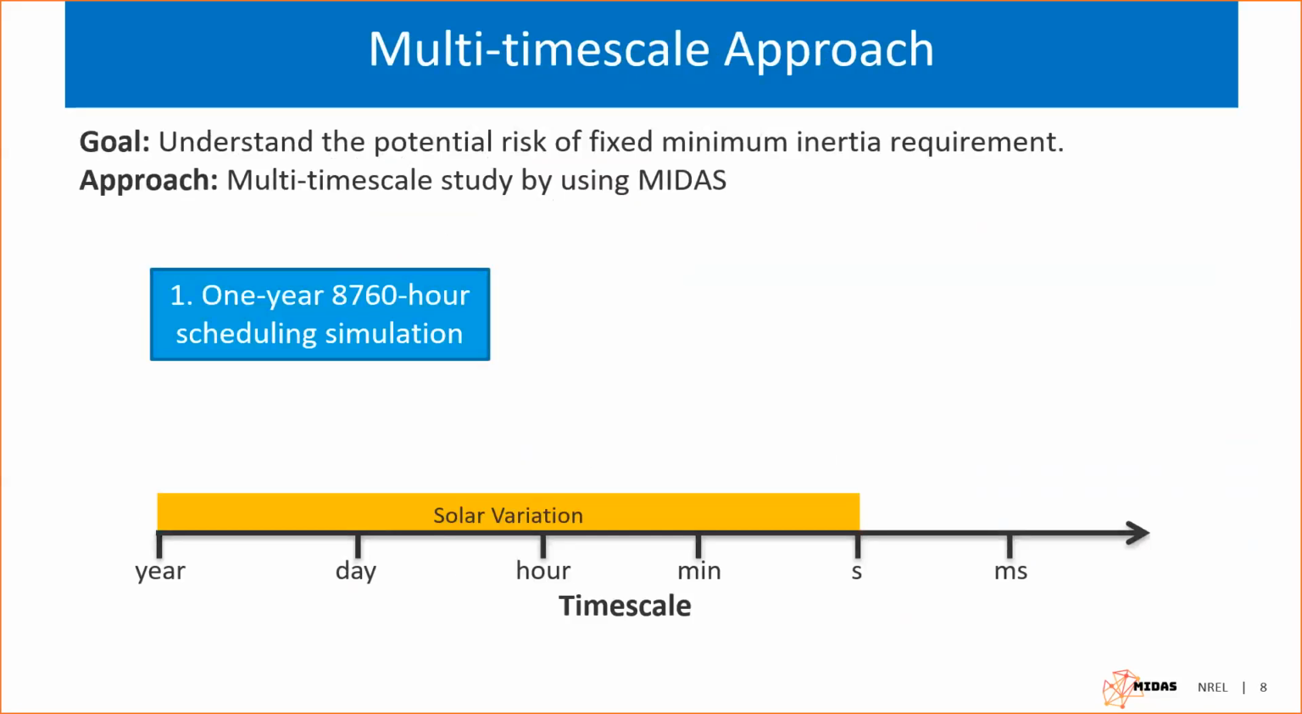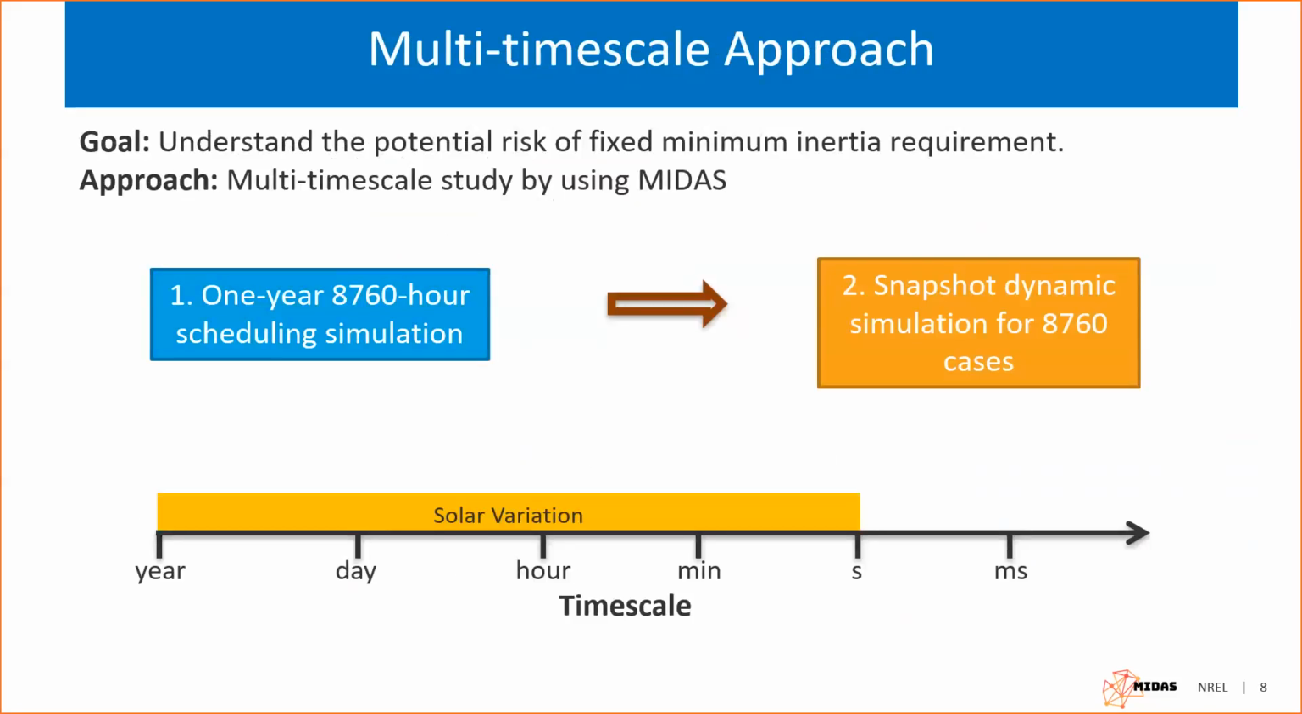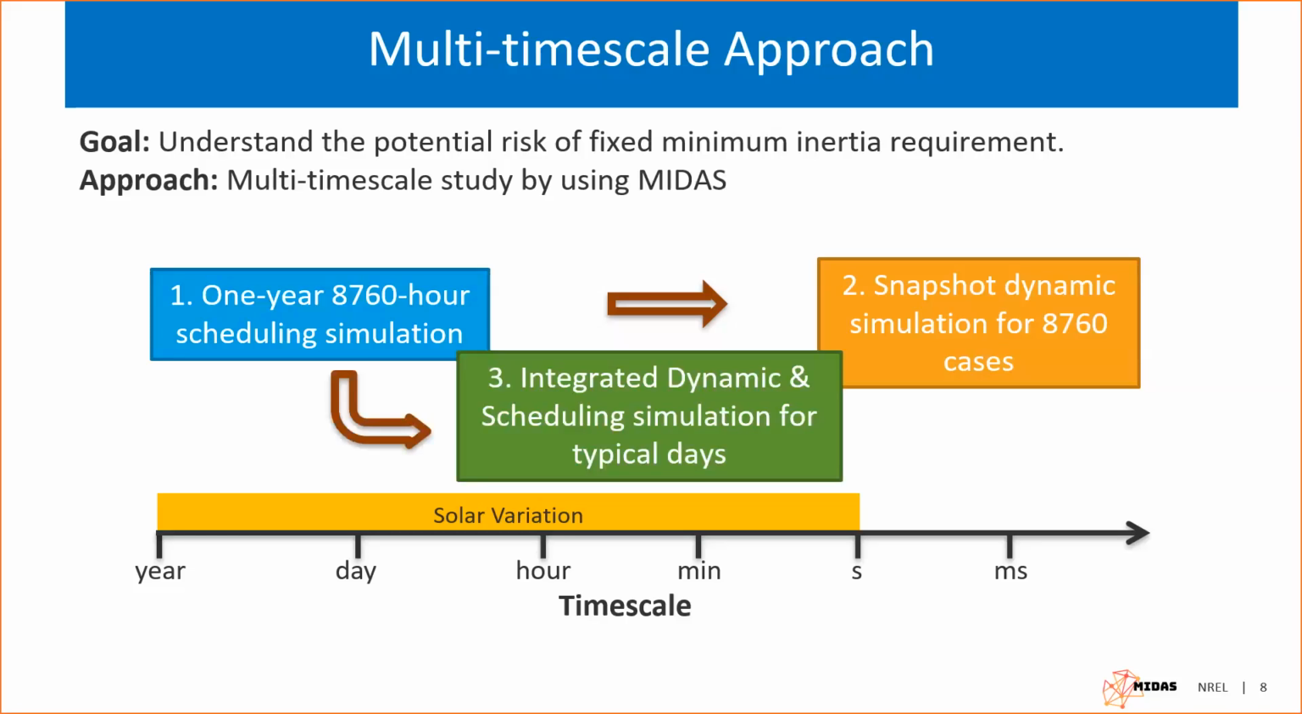The first time scale is from the hour to year, where we'll perform our 1 year scheduling simulation. This will provide us statistical data through year-long simulation and analysis. The second time scale is from seconds to milliseconds, where we do a contingency analysis to understand the effectiveness of this inertia requirement. The third time scale is from 24 hours to seconds. This is our integrated dynamic scheduling simulation part. This will help us quantify the trade-off between reliability and cost.